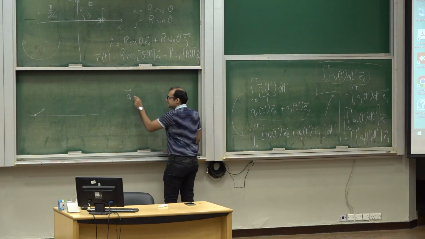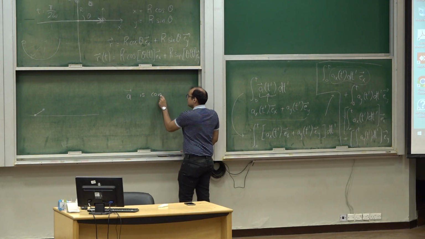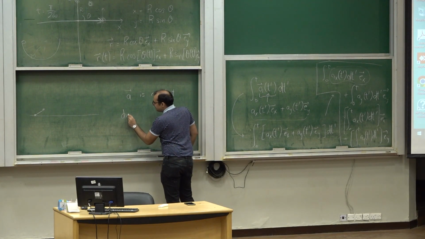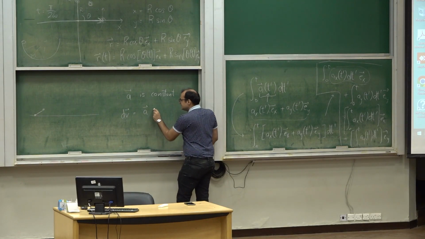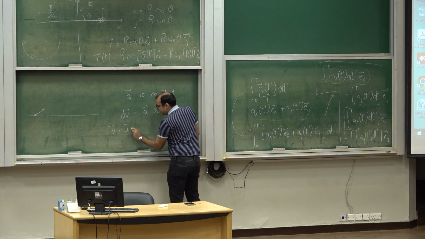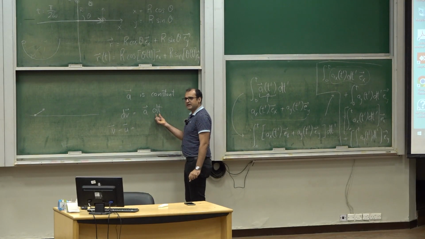So the acceleration vector is constant. Then what is the velocity vector? Well, dv is equal to a dt. And we have already seen that this is v minus u equals the integral of a with respect to time. But a over here is constant.